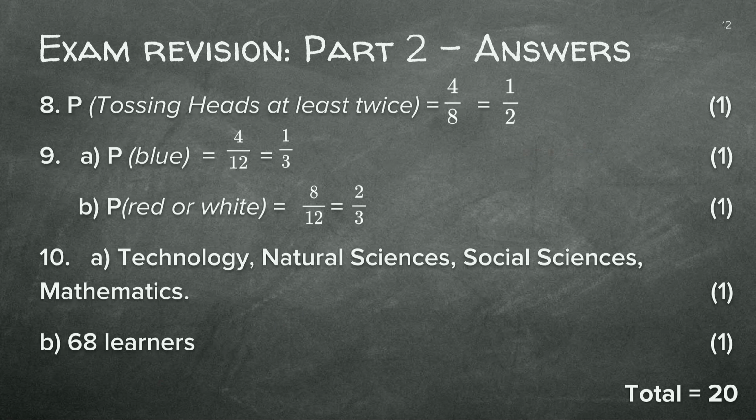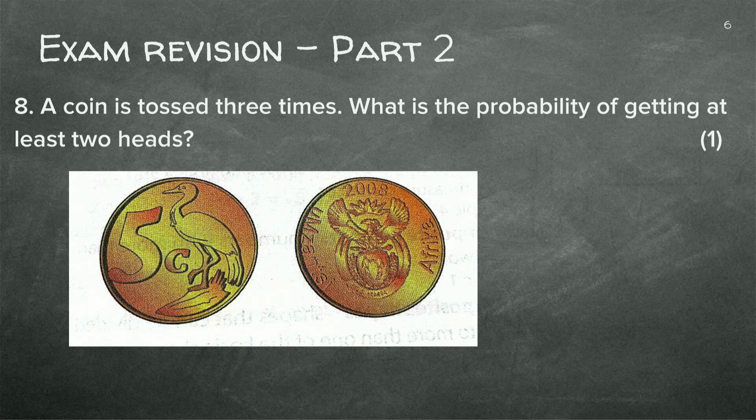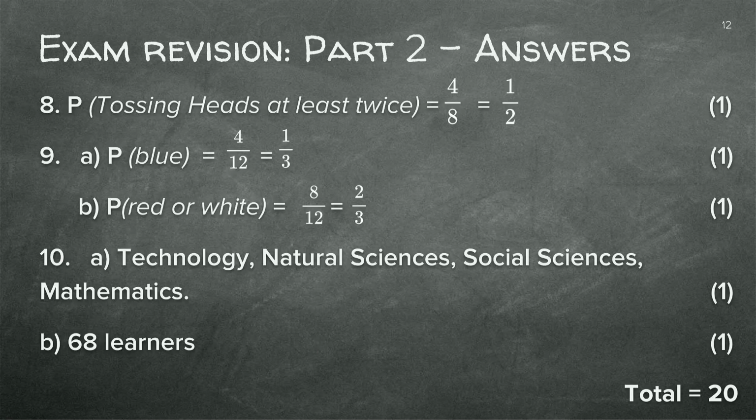Right. Now, this one I said you might have to think a little. The probability when a coin is tossed 3 times of getting at least 2 heads. Now let's see the probability of tossing 3 times and getting a head at least twice, right? So if we work that one out, remember what we did with the 2 dice in part 1.